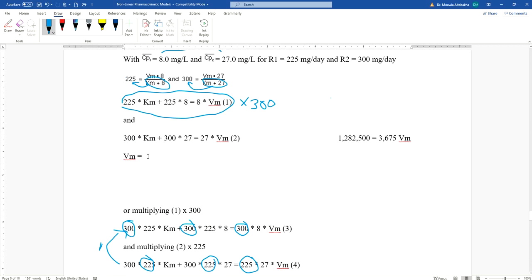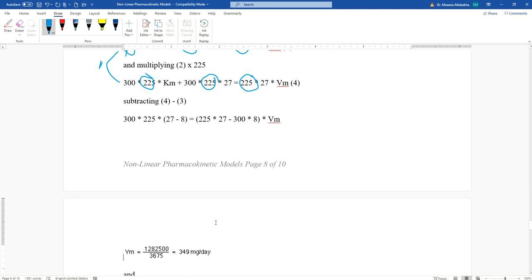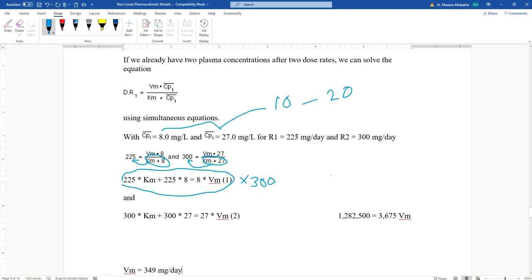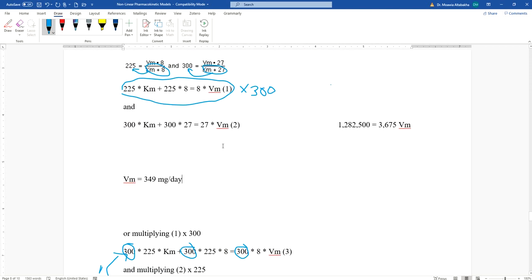Where did it go? Okay, 300. Okay, I have to switch this one. 349. What is the unit? Milligram per day. Why did I use milligram per day? Because the dosing rate is in milligram per day. VM must be the same as the dosing rate.